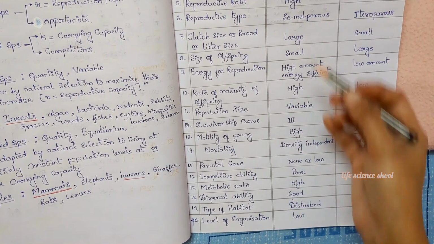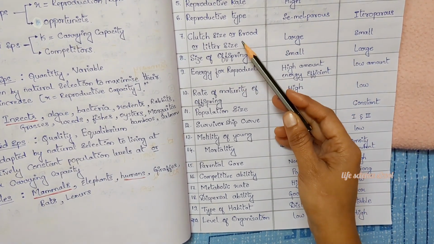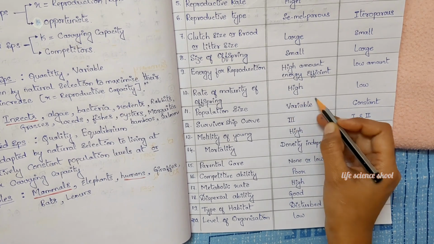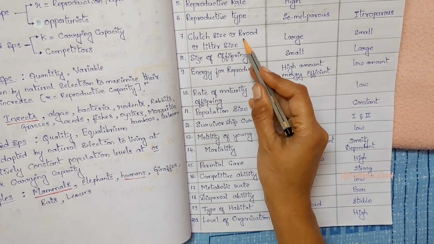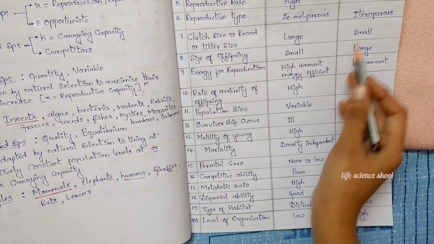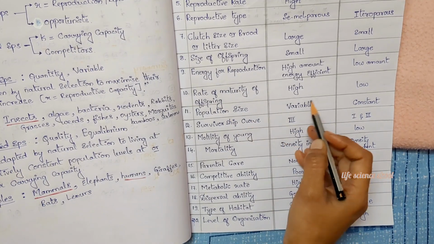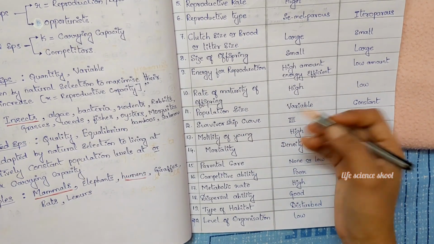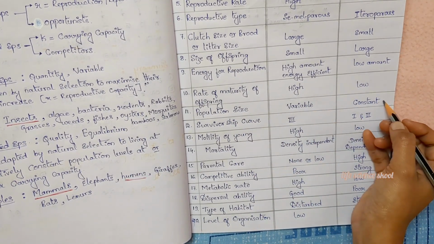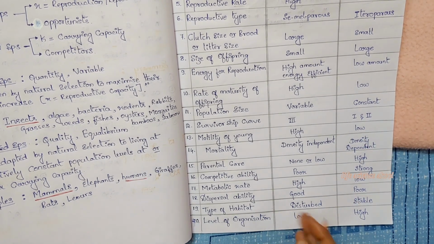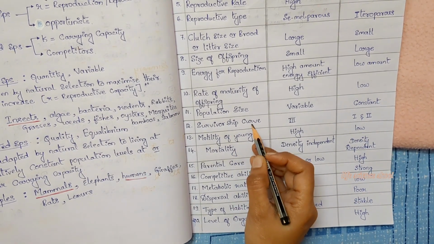Just now I explained brood size, and like that, population size will be variable, meaning the number of offspring is large or small. Here the population size will be variable. We can't guess how many, but so many will be produced, variable, and in K-selected species it is always constant. Moving on to the next one, survivorship curve.